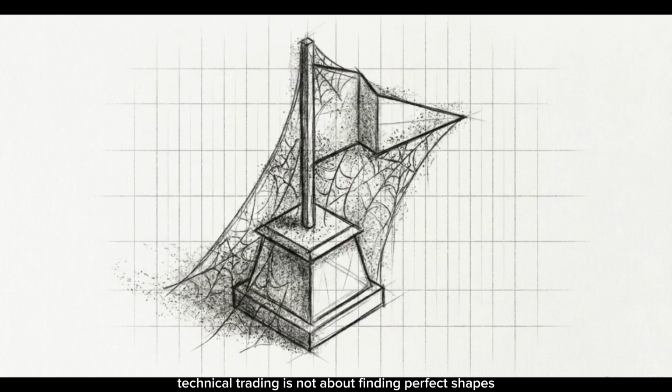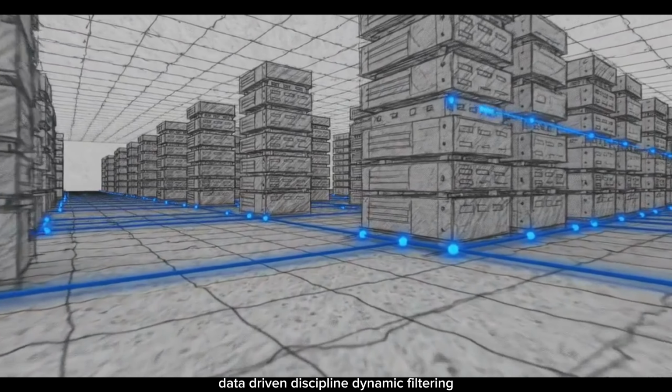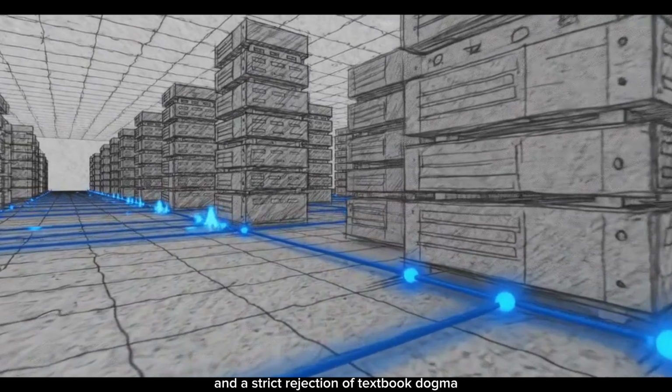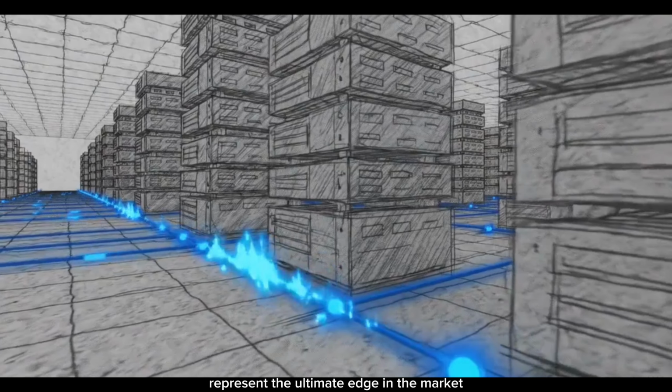Technical trading is not about finding perfect shapes. Data-driven discipline, dynamic filtering, and a strict rejection of textbook dogma represent the ultimate edge in the market.